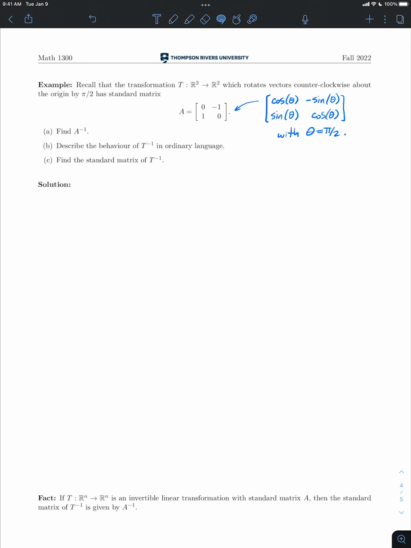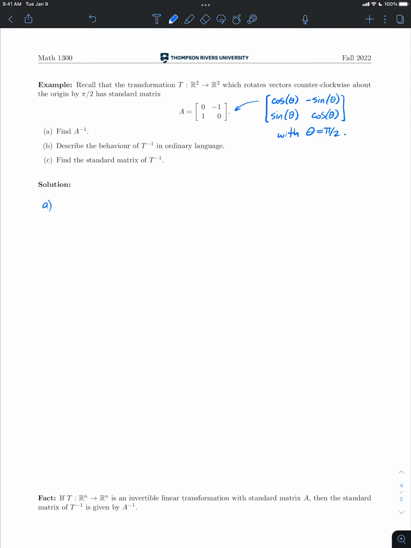So, okay, what are we asked to do here? First, in part A, we're just asked to find the inverse of A. So that has nothing to do with transformations necessarily. You don't need to make it about transformations. That's completely a matrix issue. And there's a process for finding the inverse of a matrix. You can use the inversion algorithm, but because this is a 2 by 2 matrix, we can just use the inverse formula.